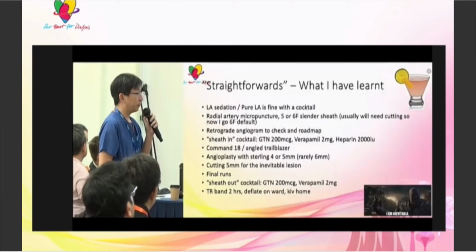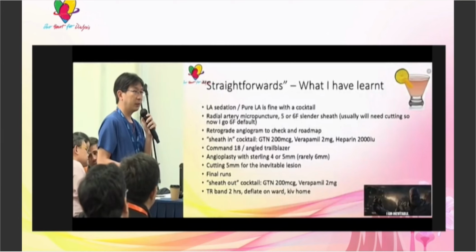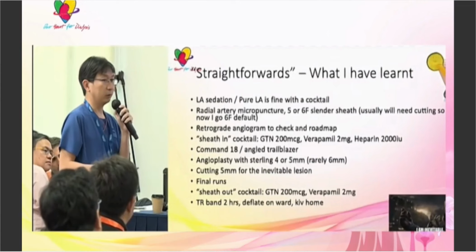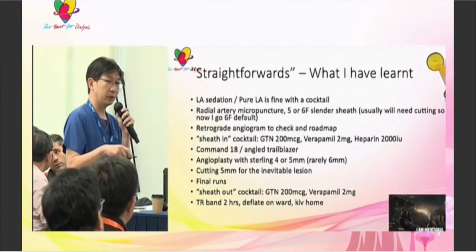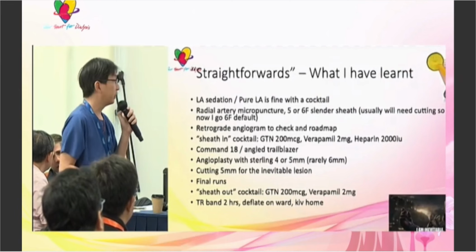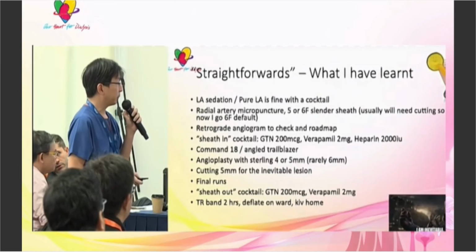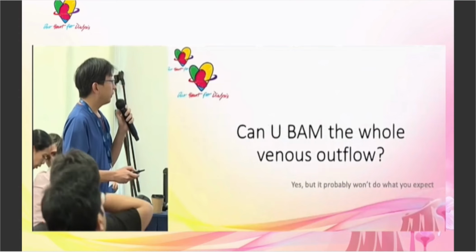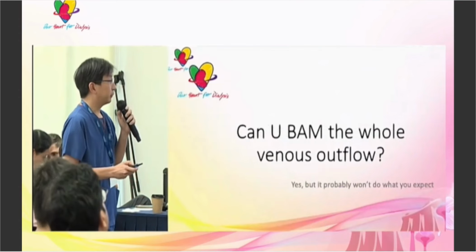Nowadays we use a TR band, so it's convenient. A TR band is a device that you inflate over the radial artery so that you don't have to do prolonged compression, and it's supposed to maintain distal perfusion. One of the juniors will come take out the TR band in 2 hours and send the patient on their way. So, can you balloon the whole venous outflow?